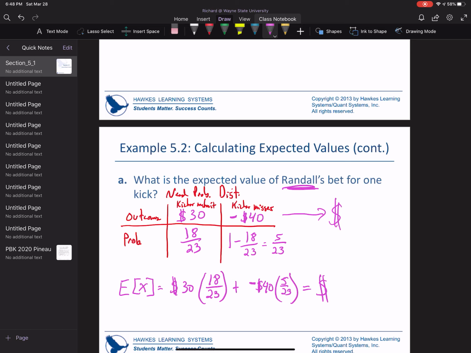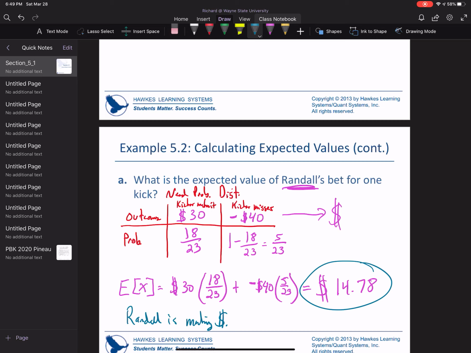So take a second, pause the video, run the computation. 30 times 18 over 23 plus negative 40 times 5 over 23. And what you should get is $14.78. Okay, so what does this mean? This means that Randall is making money. The reason I know that is because this expected value is positive. Now, if it were negative, what that would mean is that Blake is the one that's making the money.